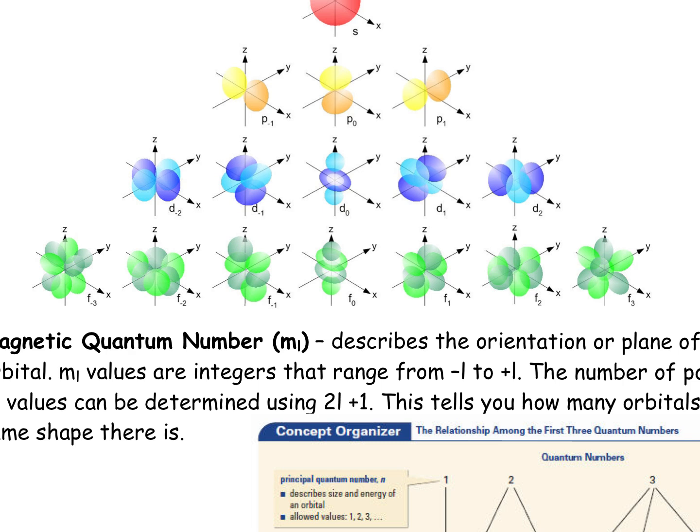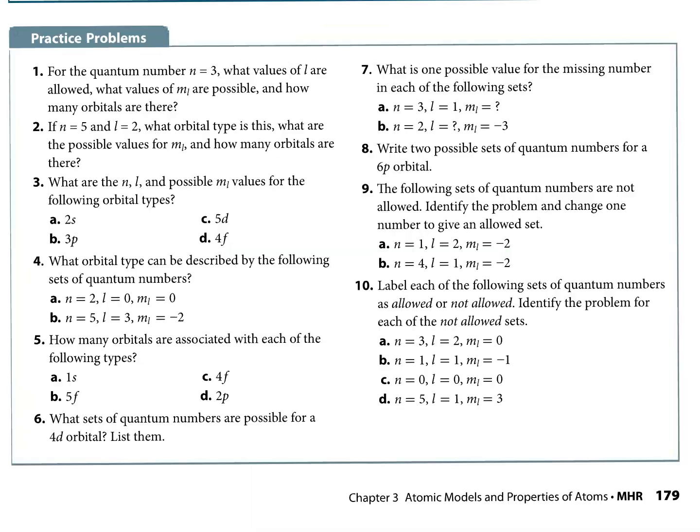What I want you to do is just play around with the quantum number language using these coding rules. If I give you one value, you should be able to tell me the other numbers. To play with these numbers and this new language, let's try some questions out on page 179 of your textbook. We'll do a couple together first.